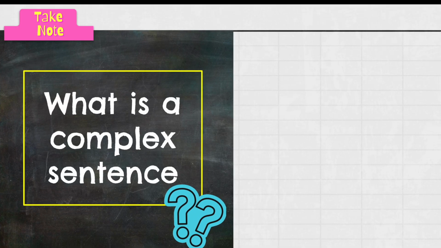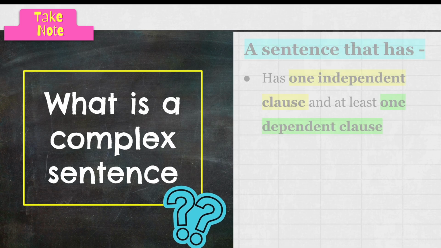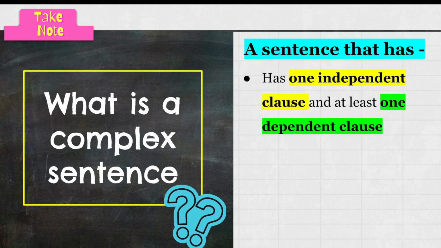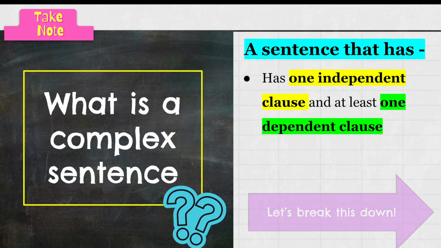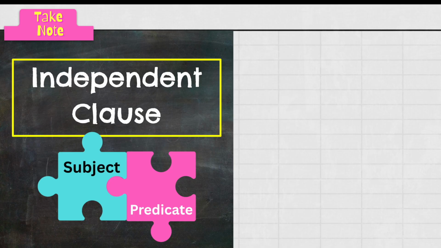So what is a complex sentence? Sounds challenging, right? It's really not that challenging. Don't worry. It's a sentence that has one independent clause, which we've already talked about with simple sentences and compound sentences, but we have something new here. It also has one dependent clause. So let's break this down.